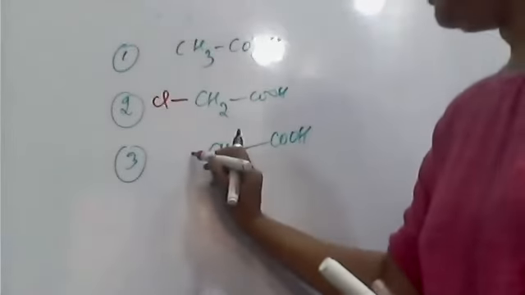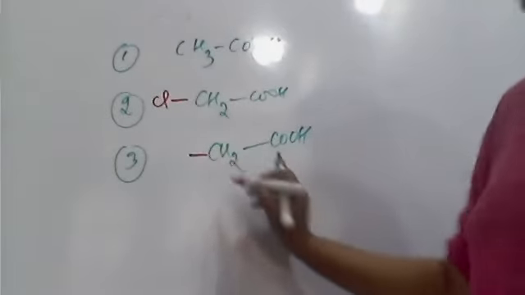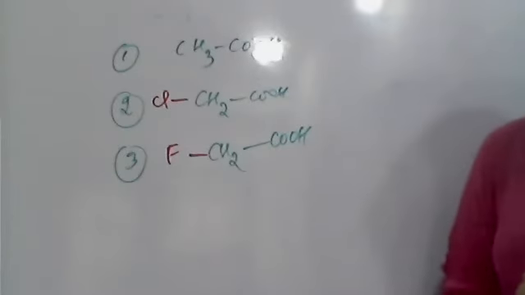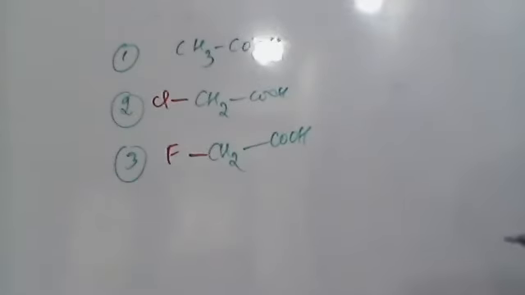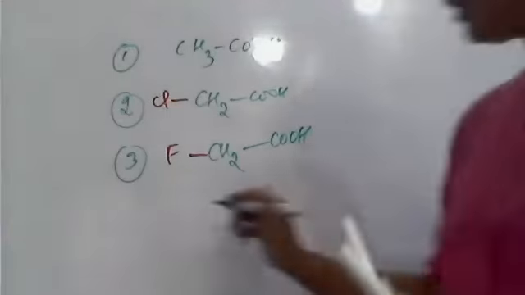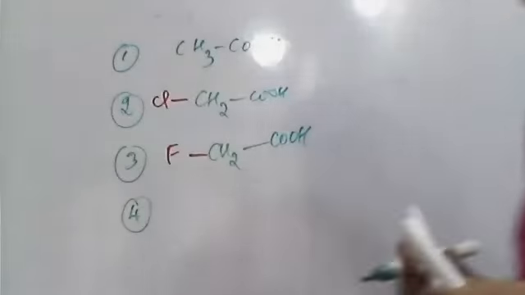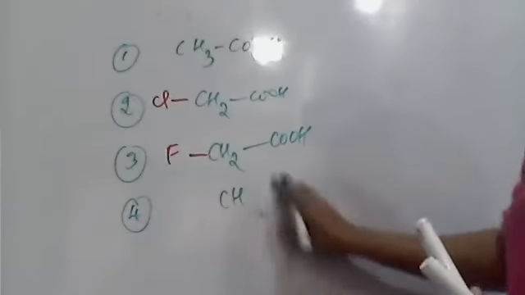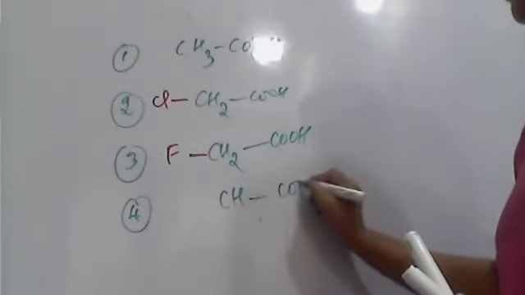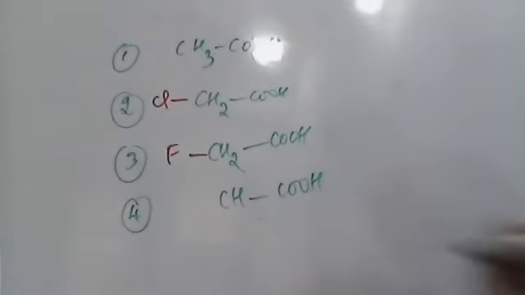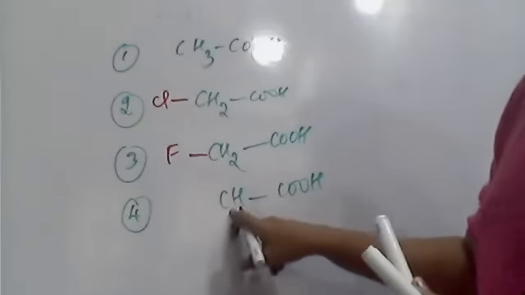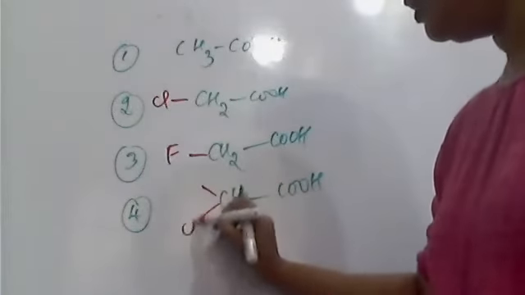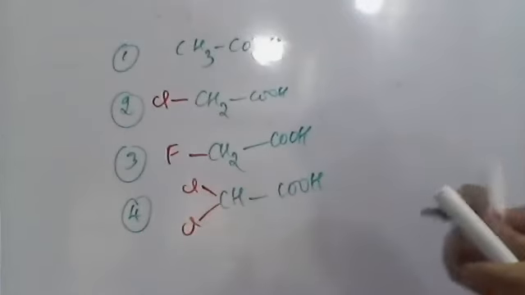One of the hydrogens of this alkyl group, the methyl group, is replaced by fluorine. Next, take one more example, CH2COOH. This time I'm replacing COOH, and the two hydrogens of this methyl carbon are replaced by two chlorines. Then one more example.